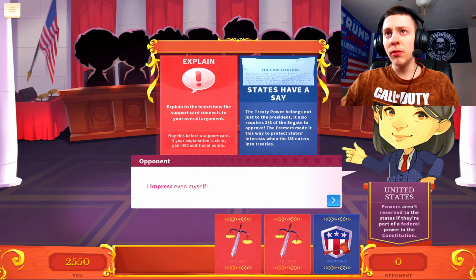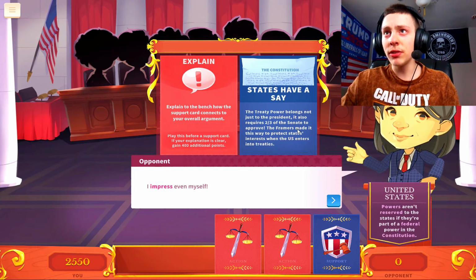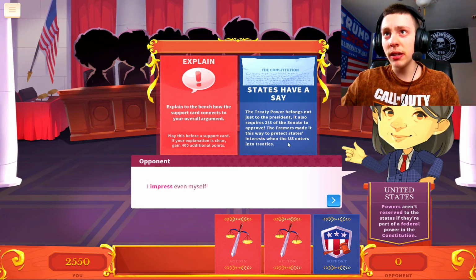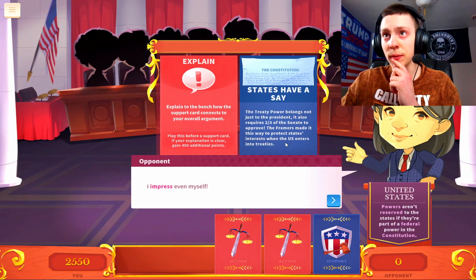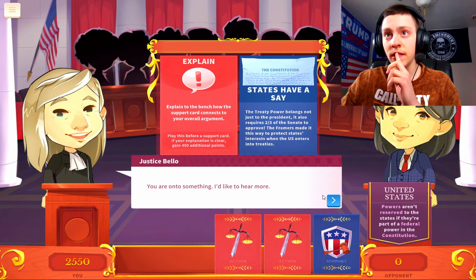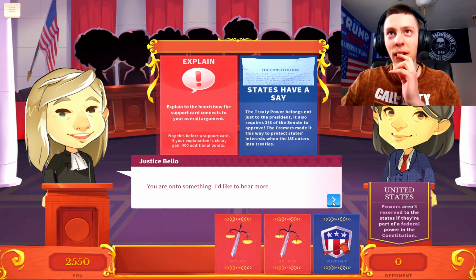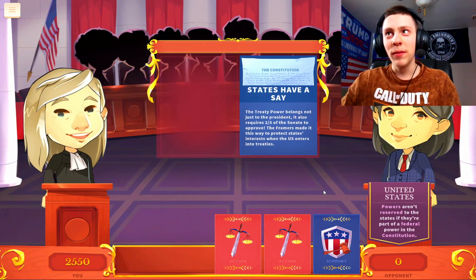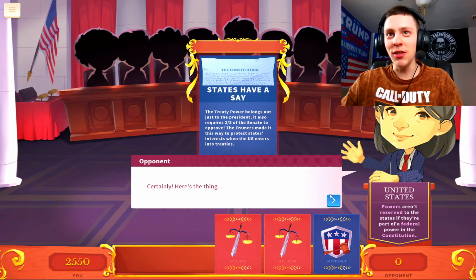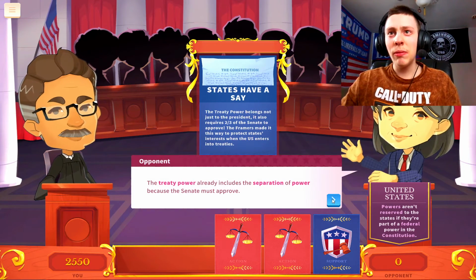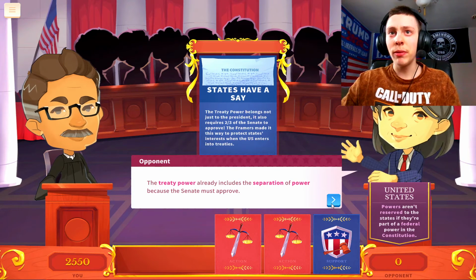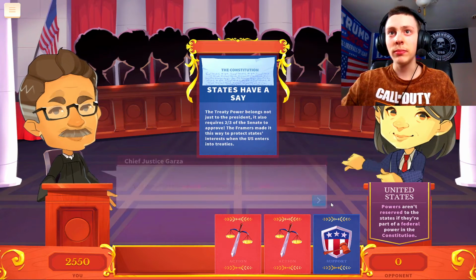The treaty power belongs not to just the president, it also requires 2/3 of the Senate to approve. The framers made it this way to protect states' interests when the U.S. enters into treaties. Is that helping my case? Uh-oh. It's not helping my case. Certainly, here's the thing. The treaty power already includes the separation of power because the Senate must approve.